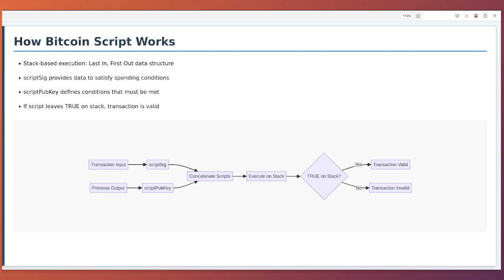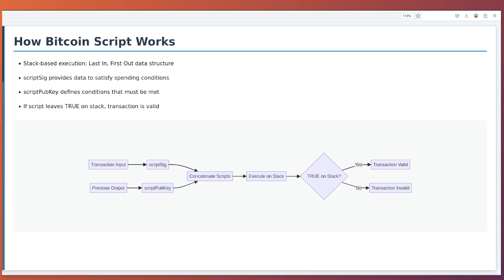The validation process concatenates these scripts and executes them step by step. First, the signature is pushed onto the stack, then the public key is pushed onto the stack. Then the script public key executes, which first duplicates the public key, hashes it, and compares it to the required hash. If they match, it proceeds to verify the signature against the public key. If the signature is valid, true remains on the stack and the transaction is accepted.